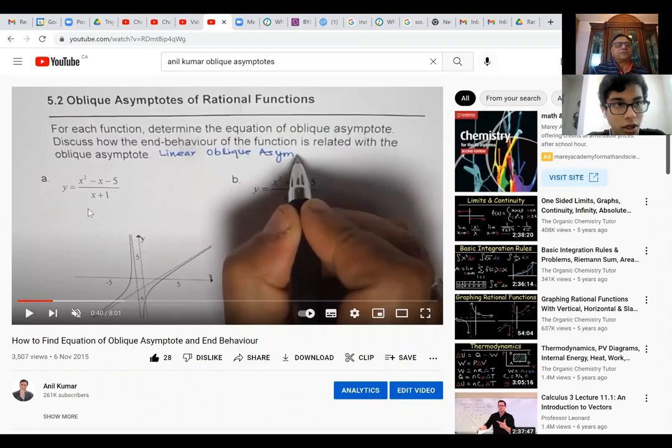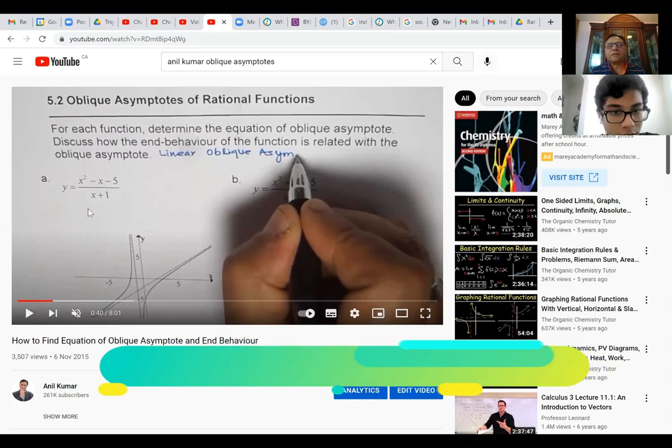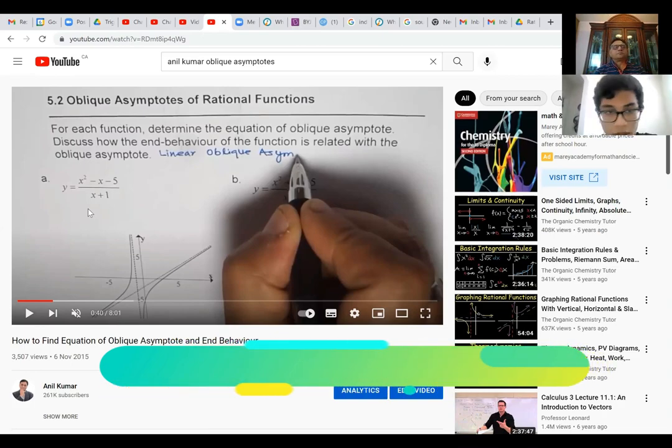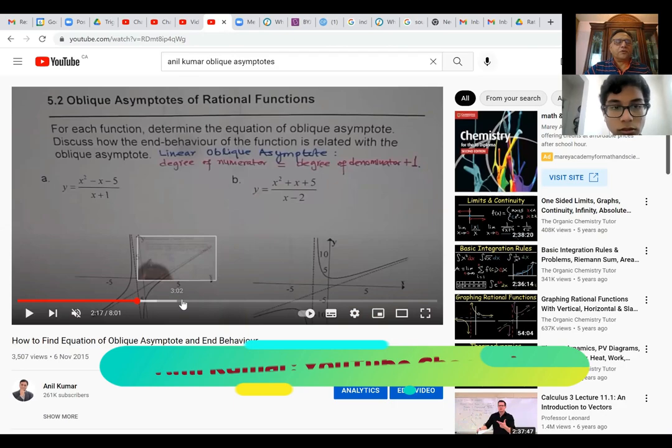x squared minus x minus 5. So it's like x minus 2 is what you get, and then minus 3 over x plus 1. Okay, great. So let me just move forward and we'll compare the result.